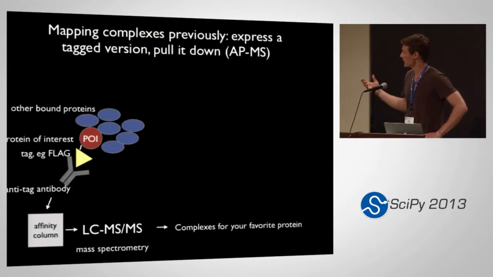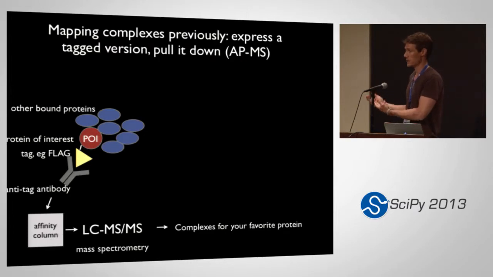And then you can use an antibody against that tag and an affinity column and basically pull this whole protein and anything stuck to it out of the sample. And you can run that through what's called a mass spectrometry machine, which measures the levels of every protein in your sample. So that tells you all the proteins that your protein was stuck to.